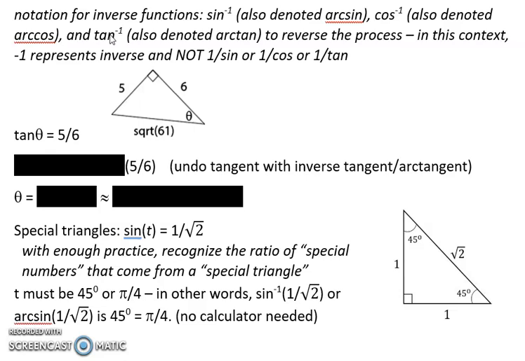Again, those first notations do not mean 1 over sine or 1 over cosine or 1 over tangent. They mean to reverse the process of taking a sine, cosine, or tangent.